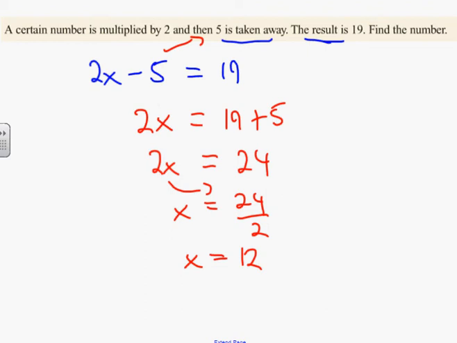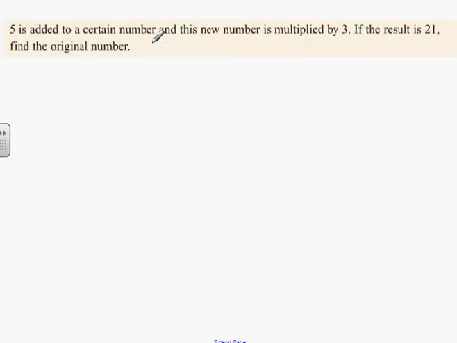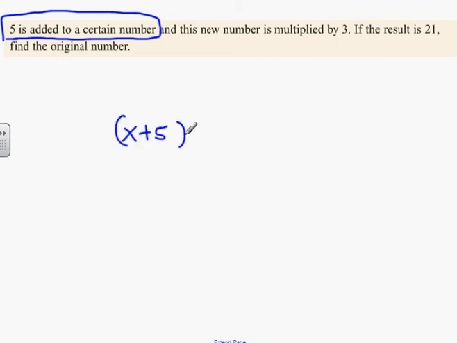Now, next one. 5 is added to a certain number. Stop there. How do you do 5 is added onto a certain number? x plus 5. This new number is then multiplied by what, Oisin? 3. And then the new number is multiplied by 3. You get 3x plus 15. What does the result equal?